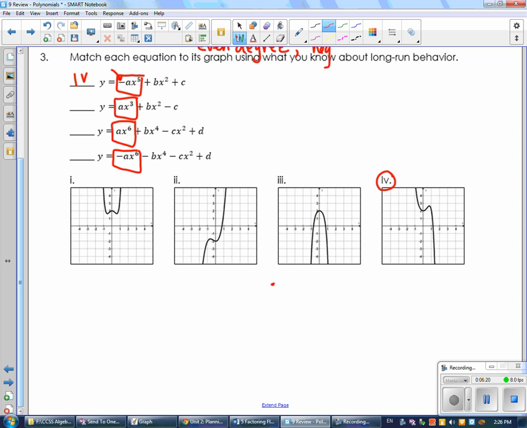Ax to the 3rd, my next one, again I have an odd exponent, so again I'm dealing with odd behavior, but this time the leading coefficient is positive. That means the graph must be increasing to the right. That's going to be the second one. The next two both deal with even exponents, so I'm dealing with graphs that are going to be going in the same direction. The third one, we have a positive leading coefficient, and so that means that my ends must be going up. And that's going to correspond to number 1. And number 3, since I have a negative leading term, I know that it's going to mean that both ends go down. And that's going to correspond to graph 3.